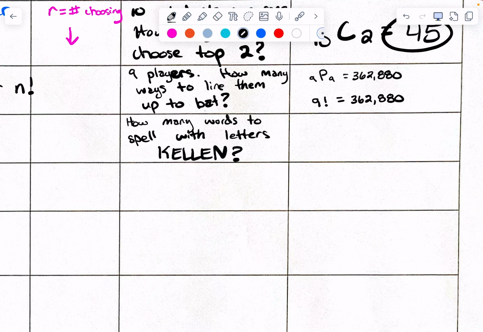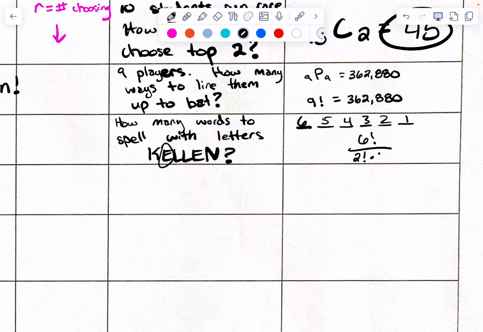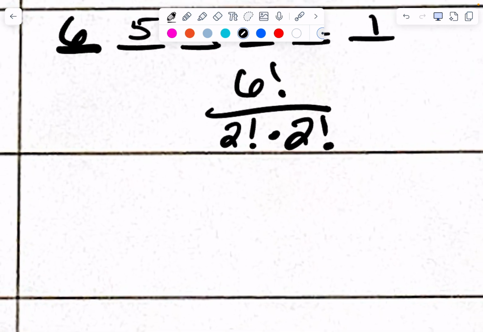So, normally, this is what I would do. Kellen has 6 letters. How many letters could I pull out first? 6. How many letters could I pull out second? 5, 4, 3, 2, 1, which sounds like 6 factorial. But because I could switch his repeating letters around, I have to divide those out. Why do I put 2 factorial? Because E repeats 2 times and L repeats 2 times. So I have to do 6 factorial divided by 2 factorial times 2 factorial.